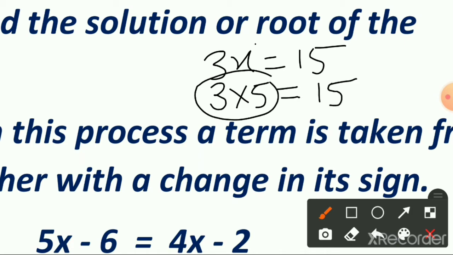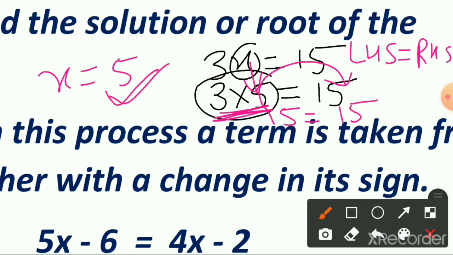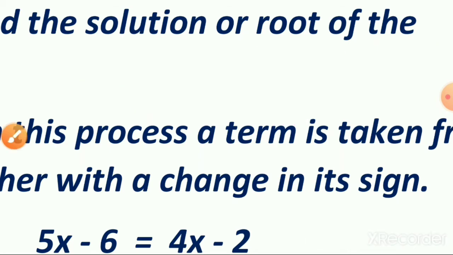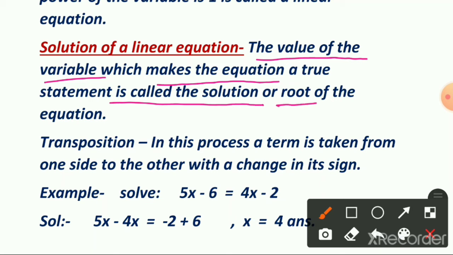It means the value of the variable, the value of x, is 5. Because when I put 5 in the place of x, its value will be 15, which is equal to the RHS. So LHS becomes equal to RHS. 3 fives are 15, equals 15. So this value makes my statement a true statement, that yes, LHS is equal to RHS. So we can say that the value of the variable which makes the LHS equal to the RHS is known as the solution or root.